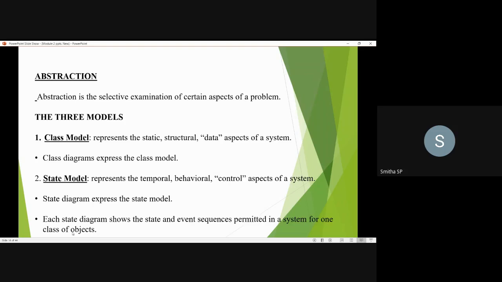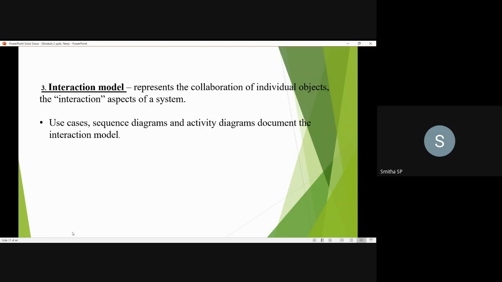Next, moving on to the interaction model. The interaction model represents the collaboration of individual objects, the interaction aspects of a system. Use cases, sequence diagrams, and activity diagrams document the interaction model.